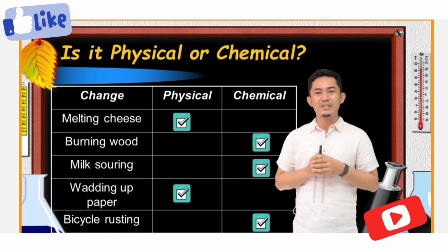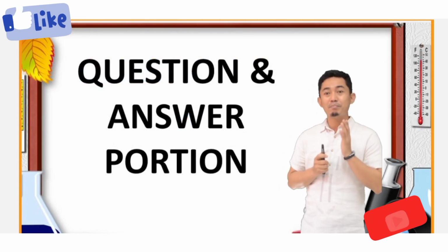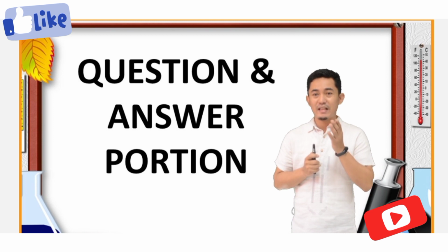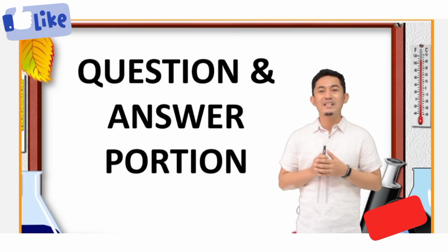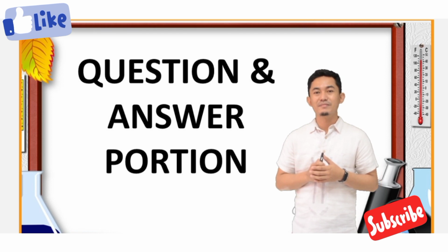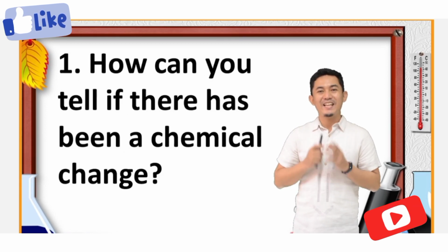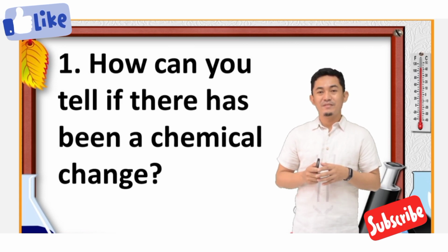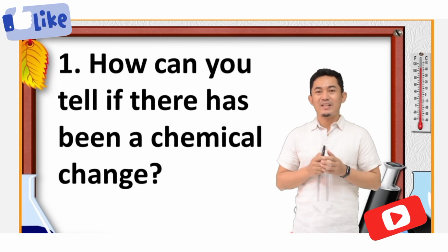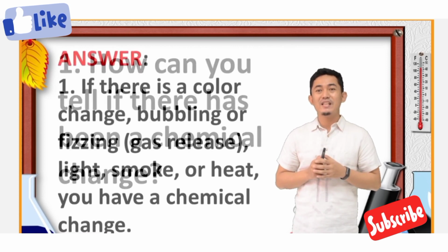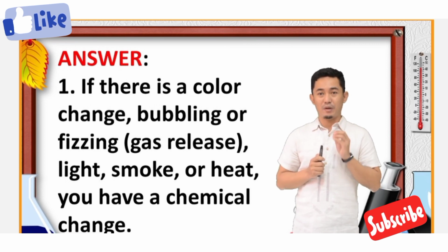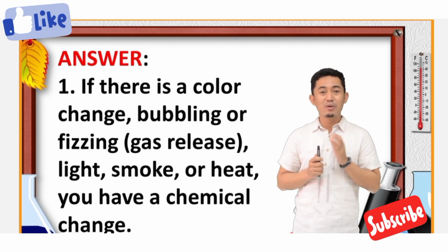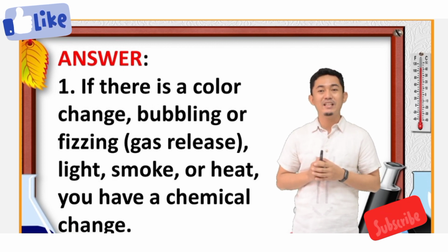Now, we will proceed to the question and answer portion. I prepared here questions for you. All you have to do is to answer it and type your answer in the comment section. How can you tell if there has been a chemical change? You can tell if there has been a chemical change if there is a color change, bubbling or fizzing, which means gas release. Light, smoke, or heat, you have a chemical change.